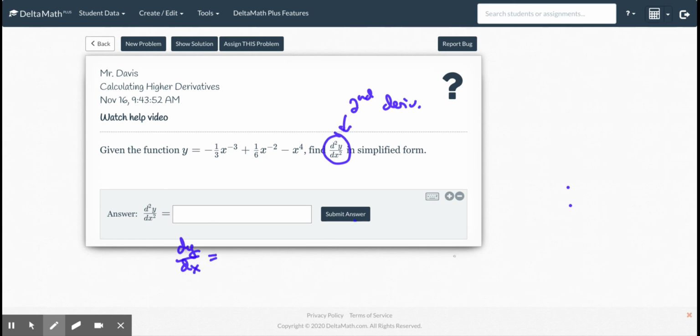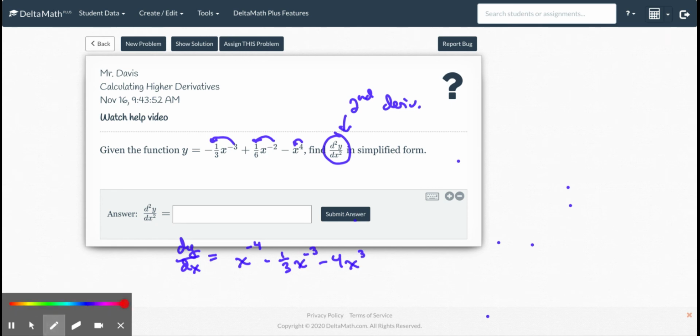So we're going to do -3 times -1/3. That becomes a positive 3/3, so that would just be 1. So 1x to the -4th because we subtract power. Next one, -2 times 1/6 would be -2/6, which would be -1/3. -1/3 x to the -3. Bring the 4 down, -4x to the third power. So that's our first derivative.